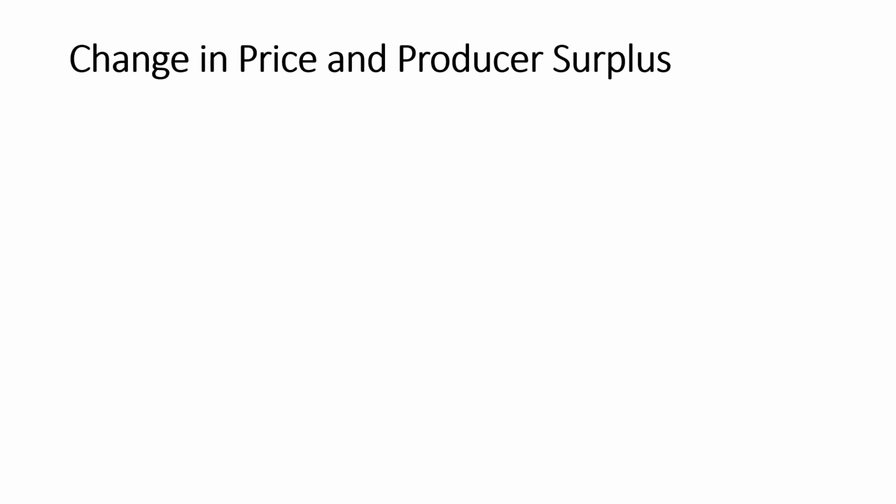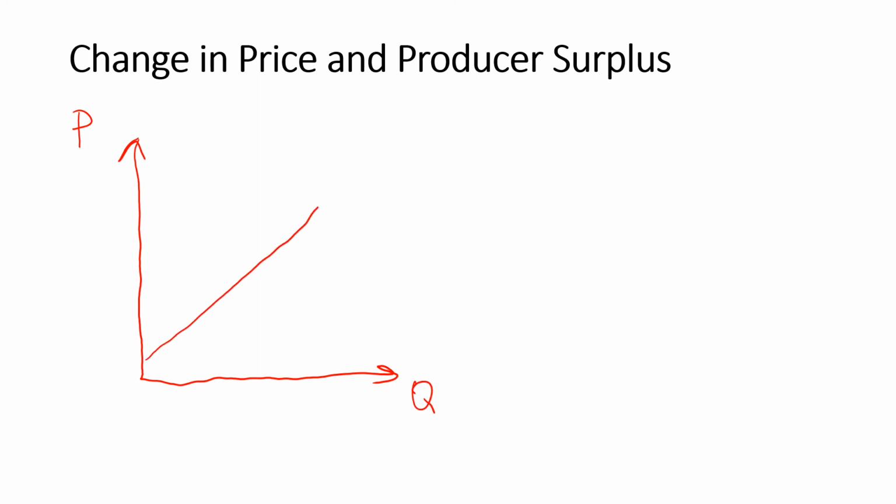So guys, let's look at how producer surplus is changing when we change the price of the product. Let's suppose that we have a supply curve for a certain product. We know the supply curve is an upward sloping line. Initially the price was P1 on our market.